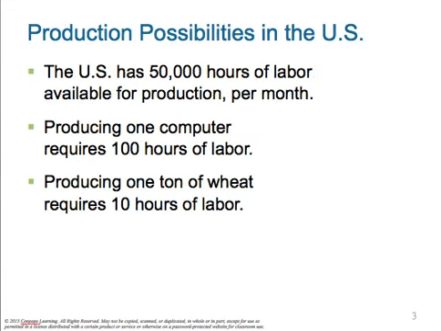The production possibilities in the U.S.: in this example, we're going to say the U.S. has 50,000 hours of labor available for production per month. Producing one computer requires 100 hours of labor, and producing 1 ton of wheat requires 10 hours of labor. So that's a continuation of our Chapter 2 PowerPoint slides. In a few moments, we're going to actually derive Japan's production possibilities frontier, and you will follow the same steps to show how we derive the PPF.